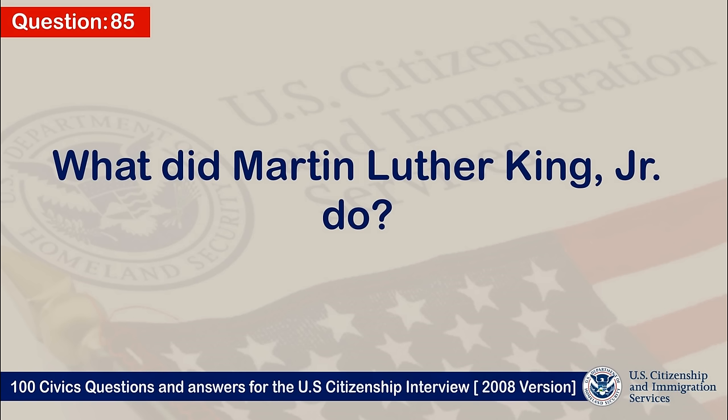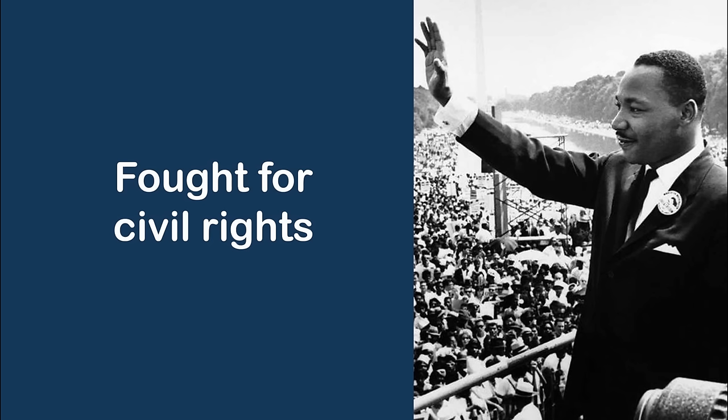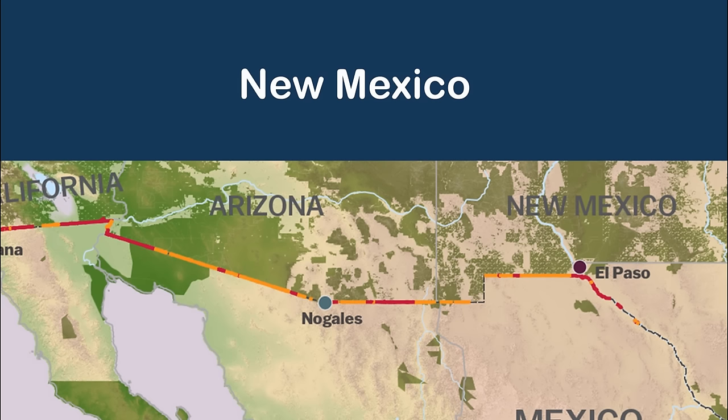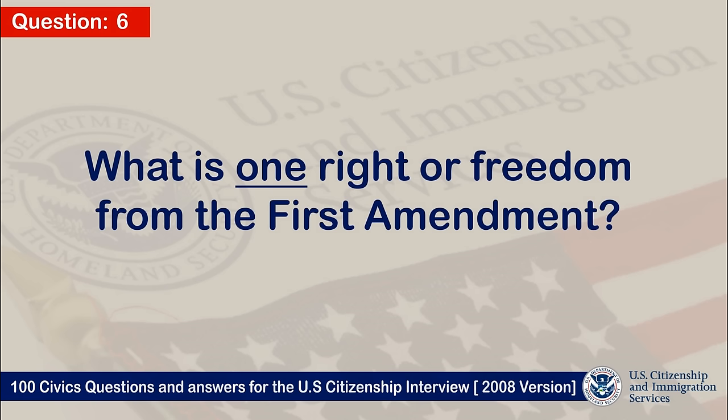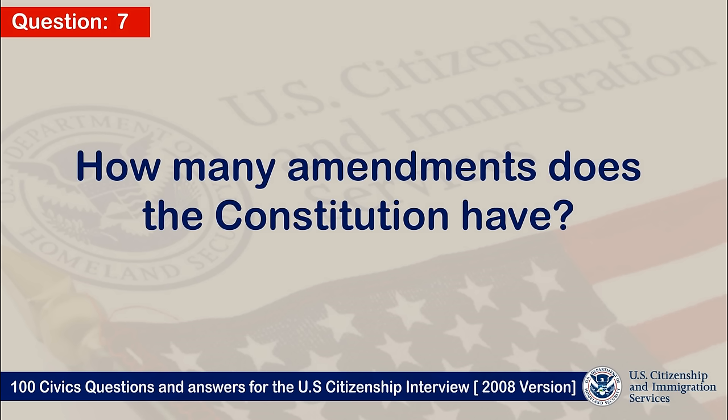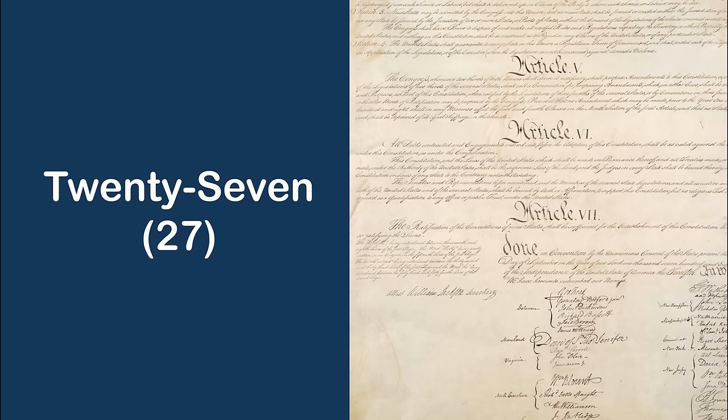What did Martin Luther King Jr. do? Fought for civil rights. Name one state that borders Mexico. New Mexico. What is one right or freedom from the First Amendment? Speech. How many amendments does the Constitution have? 27.